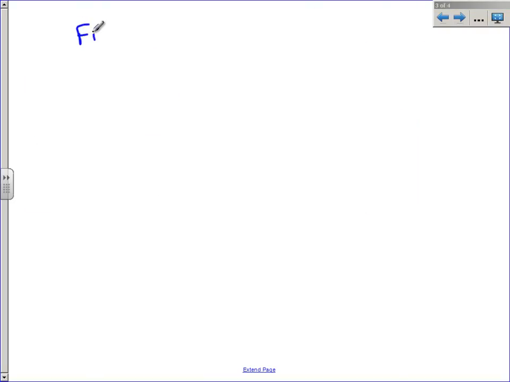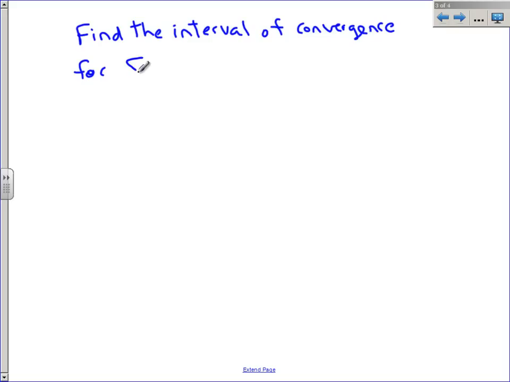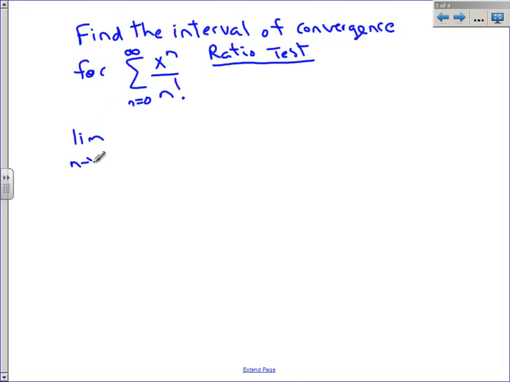So the question would be, find the interval of convergence for the power series for e to the x. Now, to do an interval of convergence, we are always going to use the ratio test. And the series for e to the x looks like this: x to the n over n factorial. So we're going to set up the ratio test. Always use the ratio test for interval of convergence. Always, always, always.